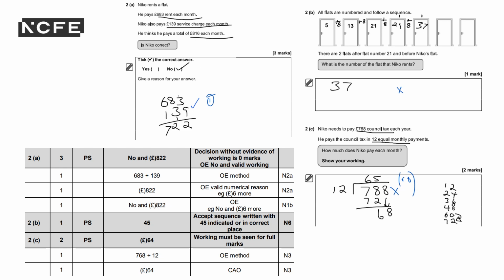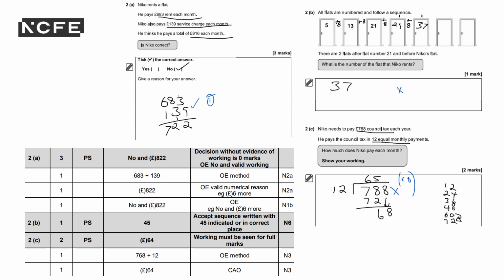They have given the correct decision in terms of is Nico correct, but they haven't really justified that answer. So unfortunately, they cannot get that mark, and so they really would only get it by putting no and the correct answer, or the difference between their answer and what is given.